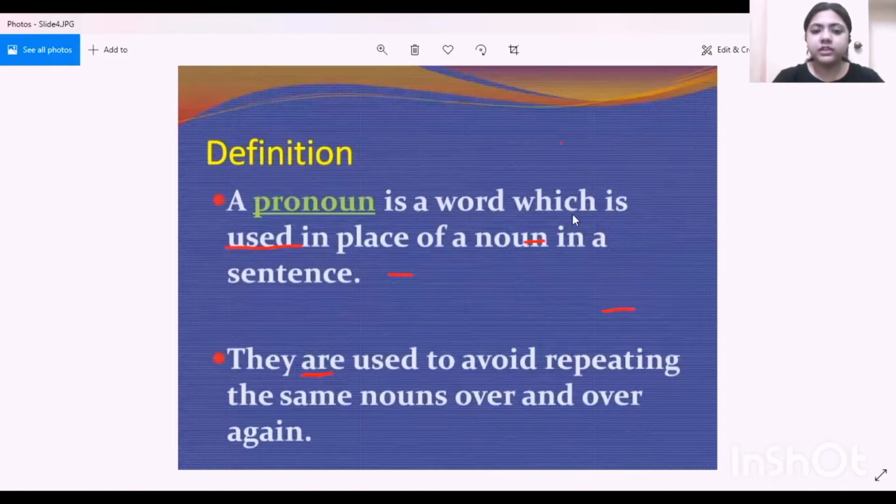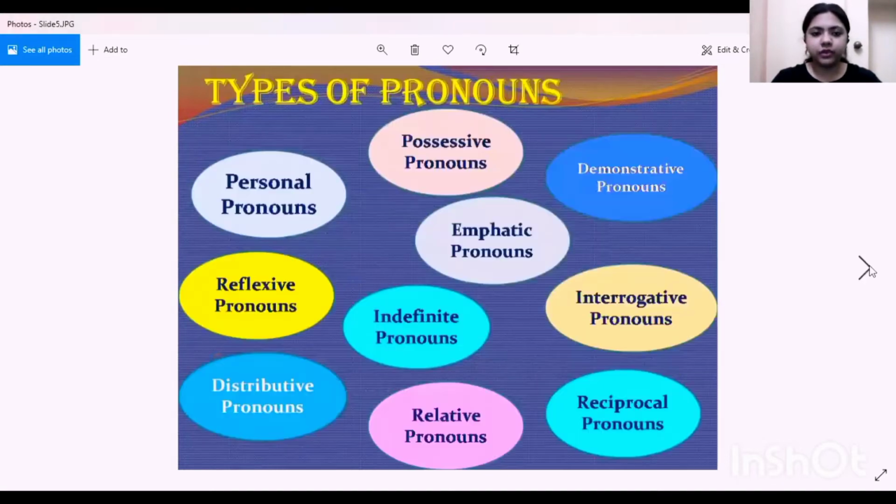A pronoun is a word which is used in place of a noun in a sentence. So this is the definition of the pronoun. Why are they used? They are used to avoid repeating the same noun over and over again, like we saw in the previous example. Now, let us move on and look at the types of pronouns.